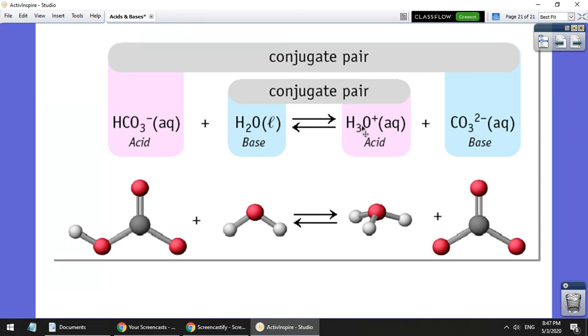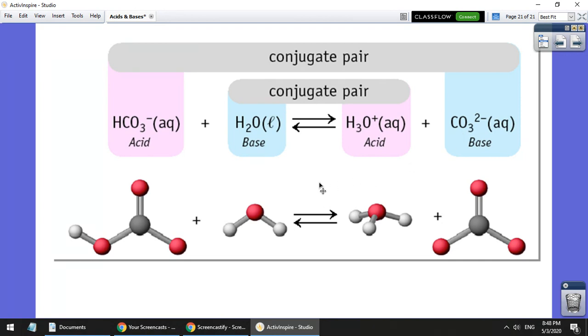If we look at the reaction from right to left, H3O plus is donating an H to CO3 2 minus, which means that H3O plus becomes H2O. H3O plus is acting as an acid because it's donating an H. And CO3 2 minus is accepting that H to become HCO3 minus. So CO3 2 minus is acting as a base because it's accepting an H plus ion.